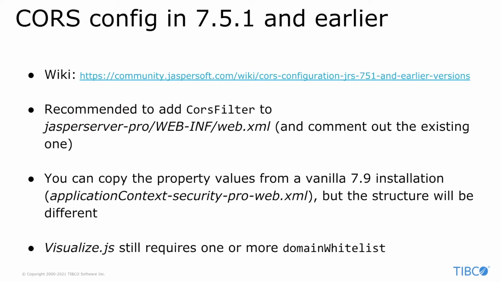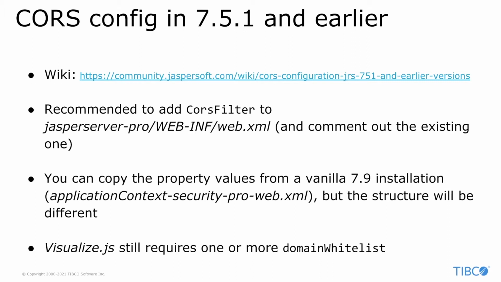Okay, so now let's get into specifically the configuration. So basically, we have a wiki that I created not too long ago, maybe a couple months ago, because there was a bit of confusion. And there you see how you do the configuration for 7.5.1 and earlier. So basically, the recommendation is to add a CORS filter to the web.xml file of Jasper and comment out the existing one, the previous one, which is the default. You need to replace it basically with this new one.